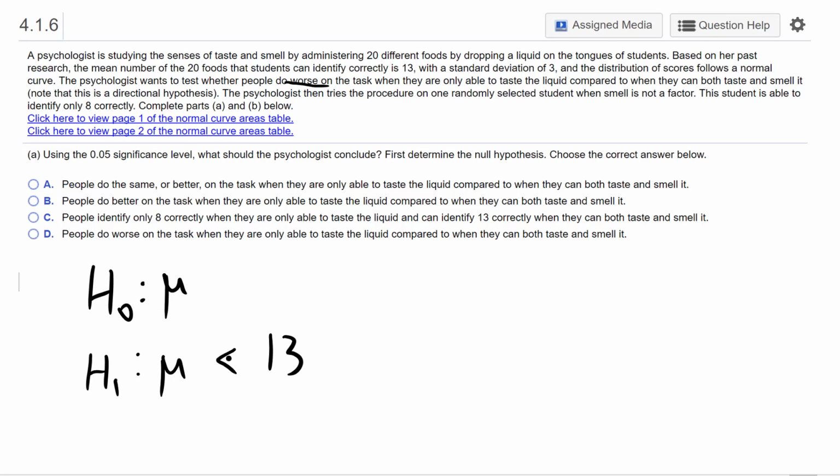So the null is the exact opposite of the alternative. It will always contain the equal sign. So often we just say equals 13. And here though, we'll just go ahead and say greater than or equal to 13, which is the opposite. And then you can relate this back into words, so that they will do the same, which is equal, or better on the task, is the null. So that would be A. If it has the alternative, it would be that they would do worse.